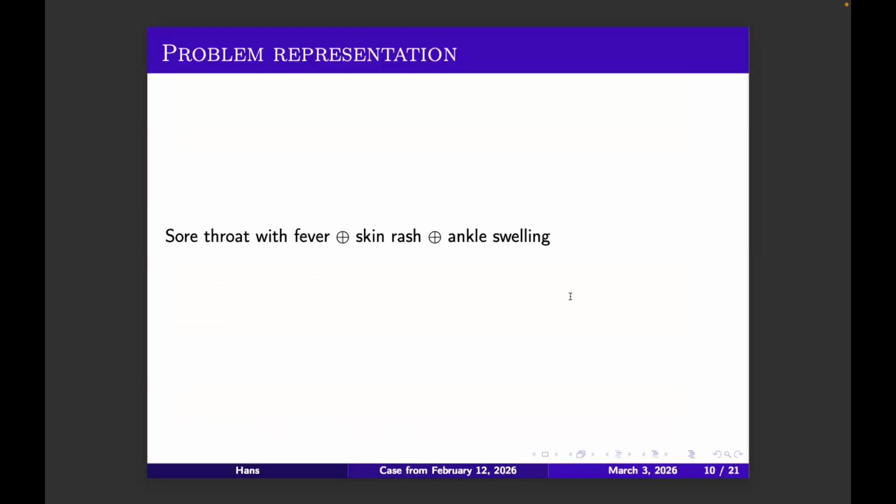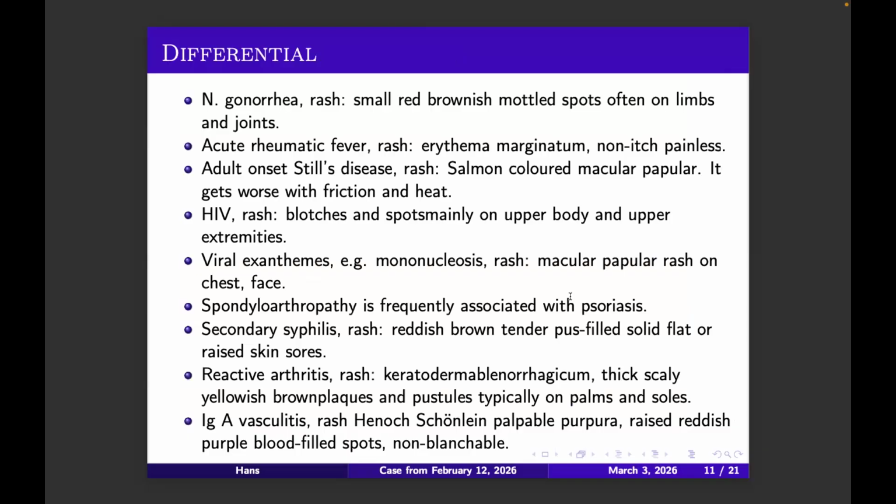So now we have a presentation that tells us we have a sore throat with fever, a skin rash and ankle swelling. And the differential for this one is overwhelming. We could have Neisseria gonorrhoeae with septic arthritis, after a sore throat. We could have rheumatic fever that she incurred from an earlier or even this strep throat. But then our rash would be more erythema marginatum, and it looks different from what we see here.